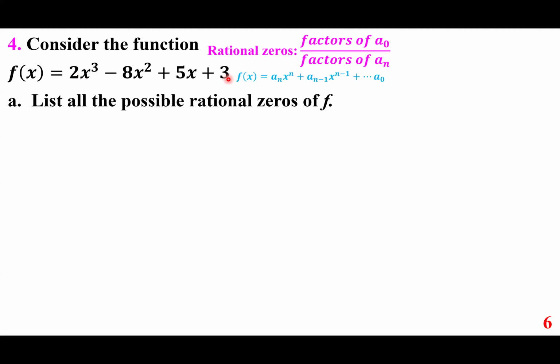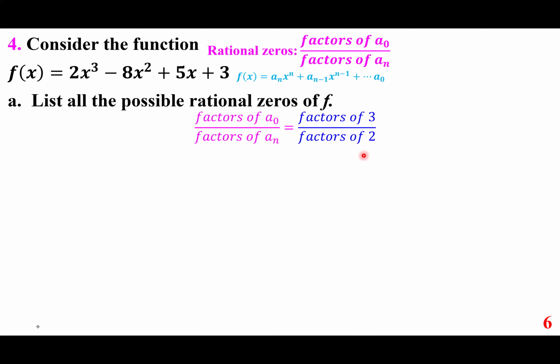So factors of 3 over factors of 2. Recall f of x is a sub n x to the power of n, all the way to a sub 0. This is the leading coefficient. This is the constant. So therefore, we're going to write factors of 3 over factors of 2.